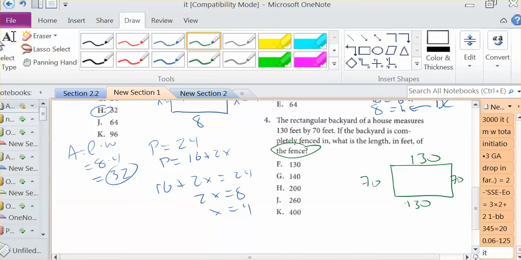Personally, I think this is kind of a poor design problem because I don't think anyone puts fence on 4 sides of a backyard, because how are you going to get to the backyard? Usually you'd have a house that borders it, but whatever. We're just going to roll with this problem here. So it's just 130 plus 70 plus 130 plus 70, and of course you get 400 for that one.